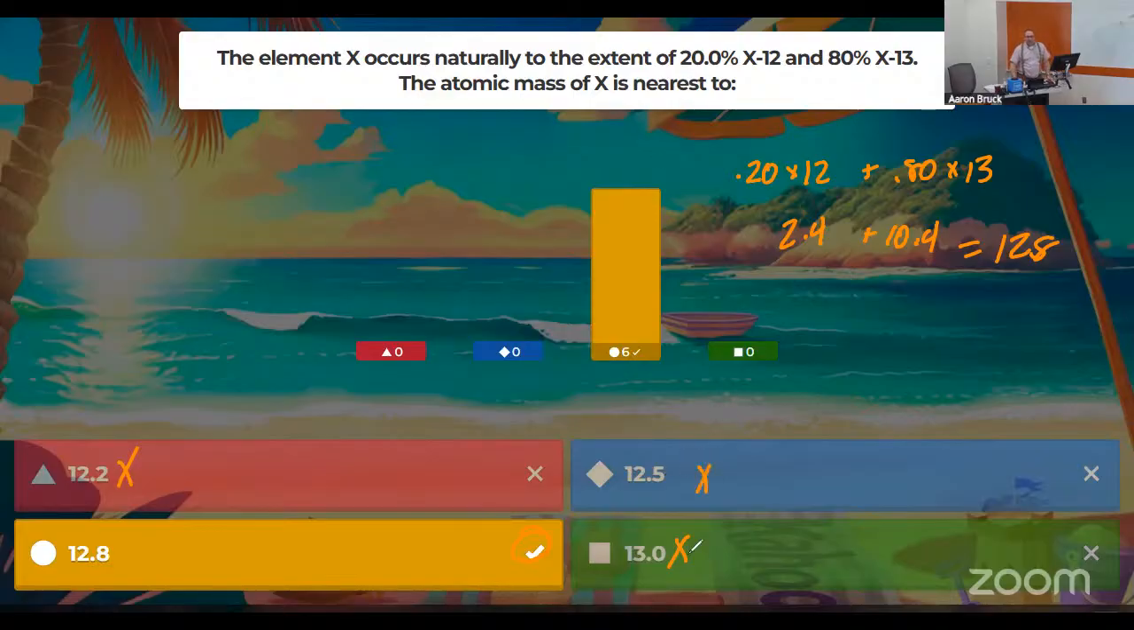So we can make a pretty logical argument that it's yellow circle just based off of the numbers that they've given us without actually picking up the calculator and doing it. Now, did it cost me a ton of time to pick up the calculator and do it? Not in this case, no.